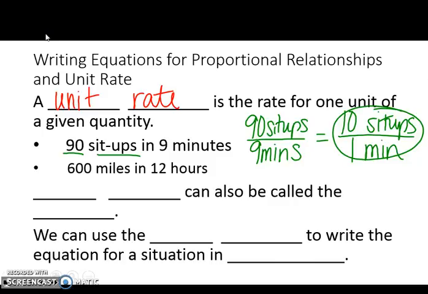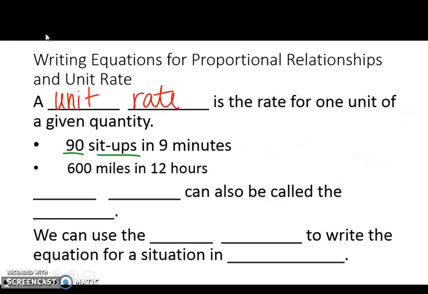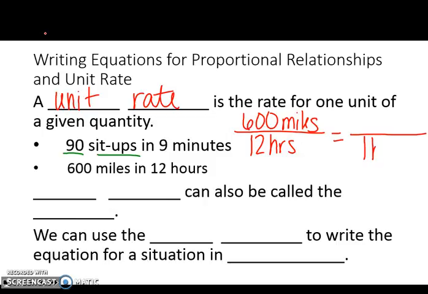And then you set up the same thing for the second one. So if I can go 600 miles in 12 hours, I need to know how many miles I can go in 1 hour. So you just divide 600 divided by 12, or you can take 600 ABC 12, and it'll tell you that you can travel 50 miles in 1 hour. And that would be your unit rate.